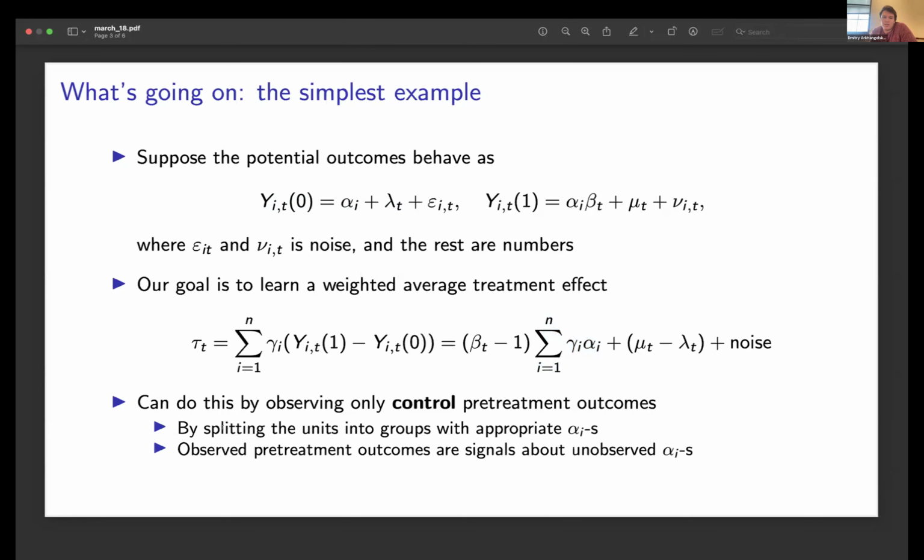So how do you do it? You split the units into groups with appropriate alphas. Once you've done that, you're guaranteed that these terms will match. Now, you don't observe alphas, of course, because you observe y's, but the observed outcomes serve as signals about the unobserved alphas. Okay, so that's the logic, and that helps you very much. That's how I understand what's going on.